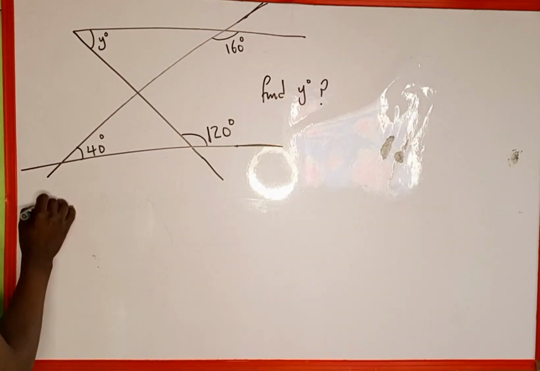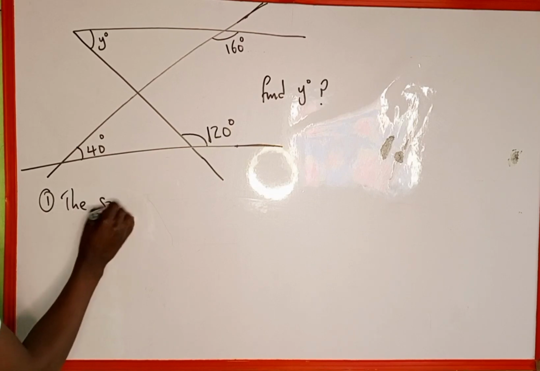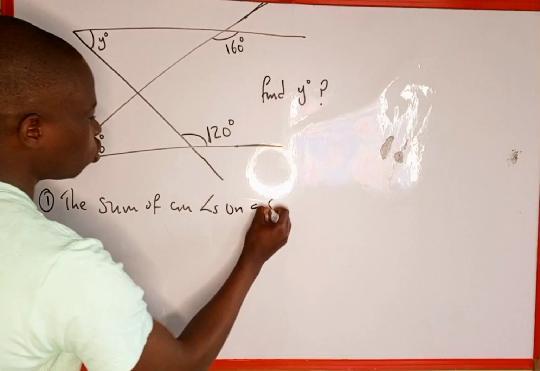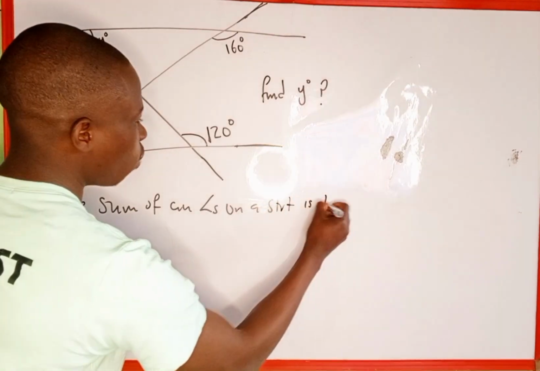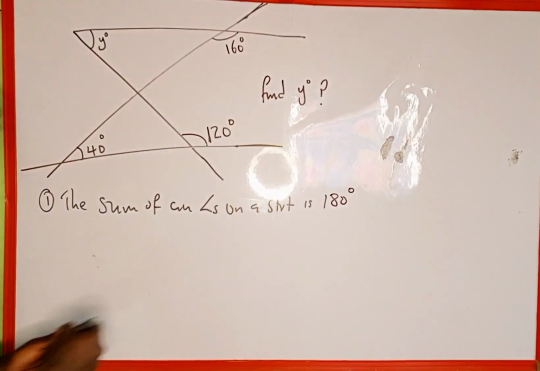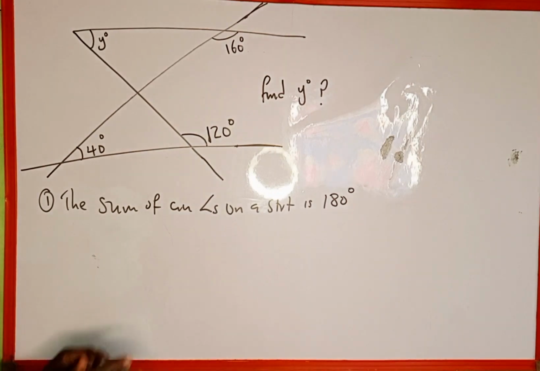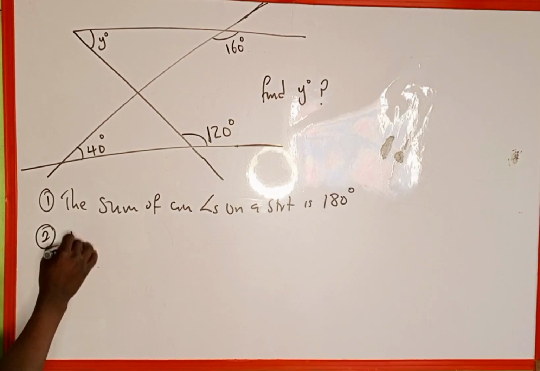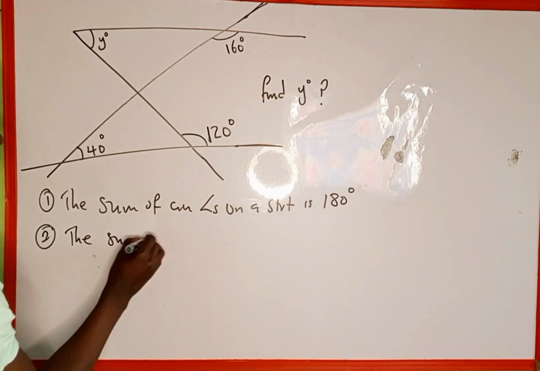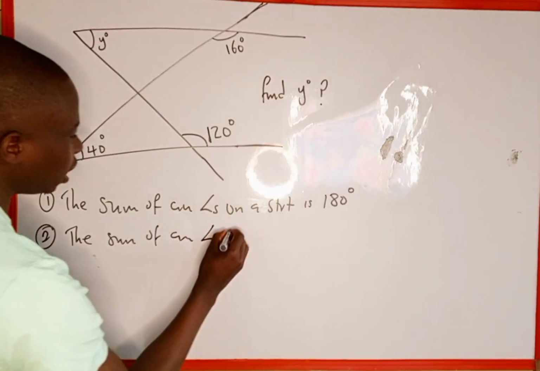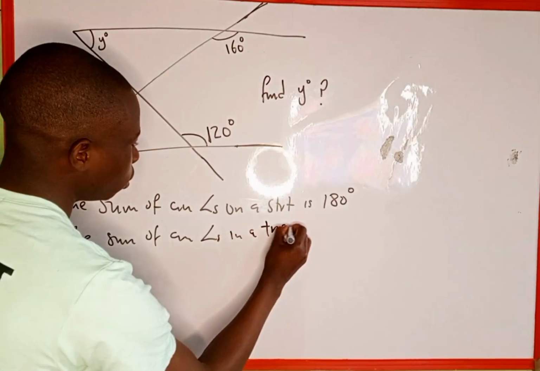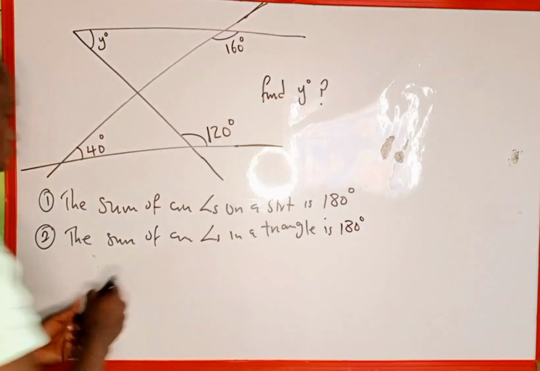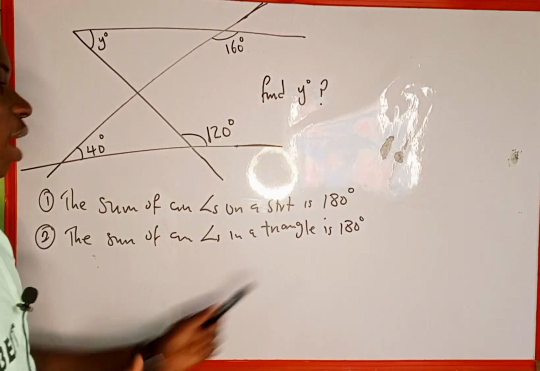The first theorem we are going to recall is that the sum of angles on a straight line is 180 degree. This is the first theorem. The sum of angles on a straight line is equal to 180 degree. Then the second theorem is that the sum of angles in a triangle is the same as 180 degree. So the sum of angles in a triangle is 180 degree.